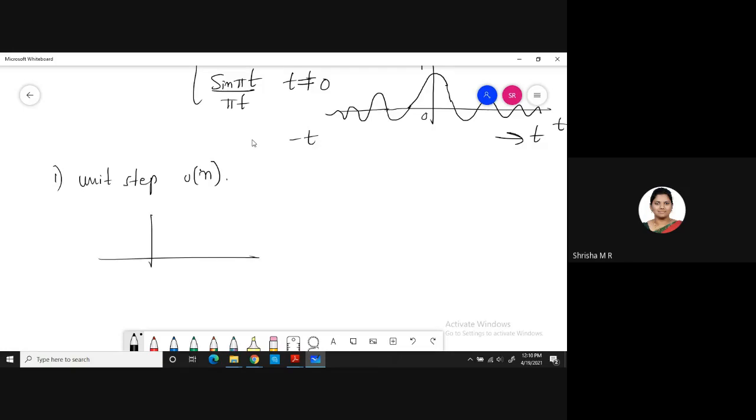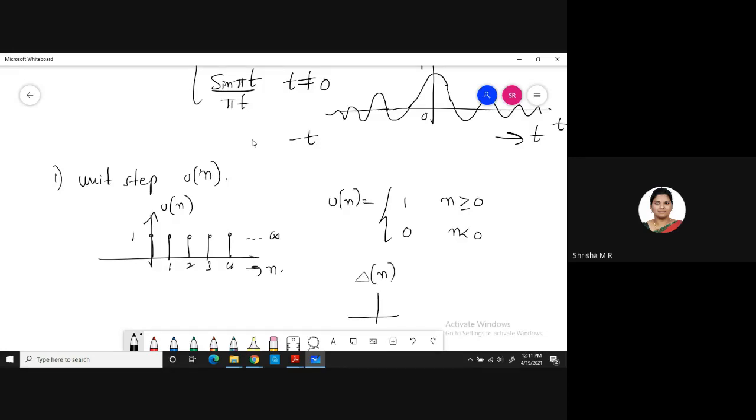Okay. So the unit step. Just see, I'll take 5 minutes. u of n is equal to 1 for n greater than or equal to 0. It is 0 for n less than 0. So at n equal to 1, 2, 3, 4, and so on up to infinity, amplitude will be 1. The unit impulse we represent as delta n. It is present only at n equal to 0 with amplitude 1. So delta n is equal to 1 at n equal to 0, and it is 0 for other values of n.